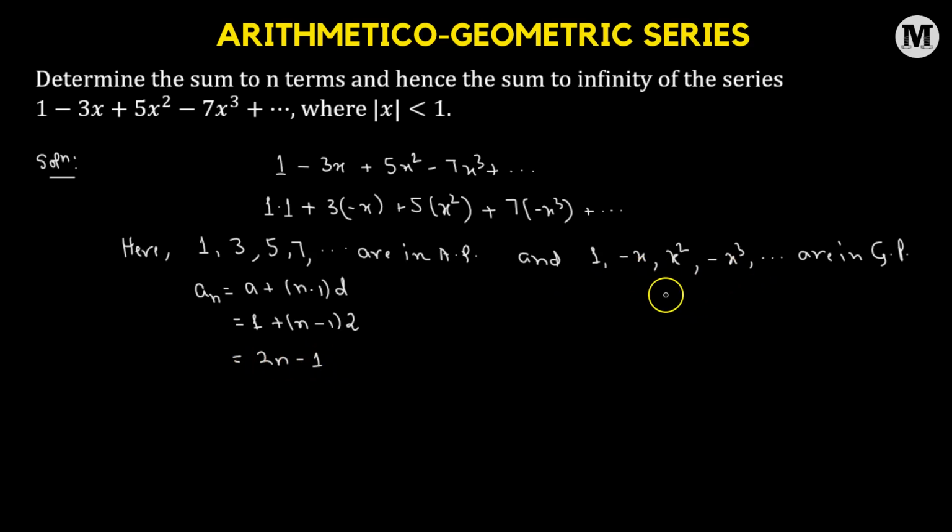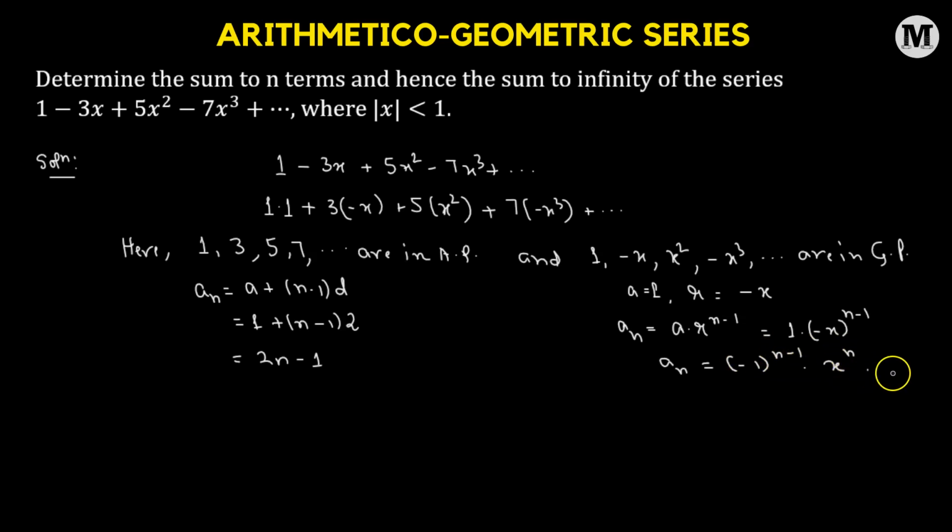Next, we have the geometric progression where the first term is 1 and the common ratio r is negative x. We can pick any term in the sequence, and when we divide it by the previous term, it always gives us negative x. So the nth term of the geometric sequence is given by a times r raised to the power of n minus 1, which means we have 1 multiplied by negative x raised to the power of n minus 1. We can simplify this further as a_n equals negative 1 raised to the power of n minus 1 multiplied by x raised to the power of n minus 1. So this is the nth term of the geometric sequence.